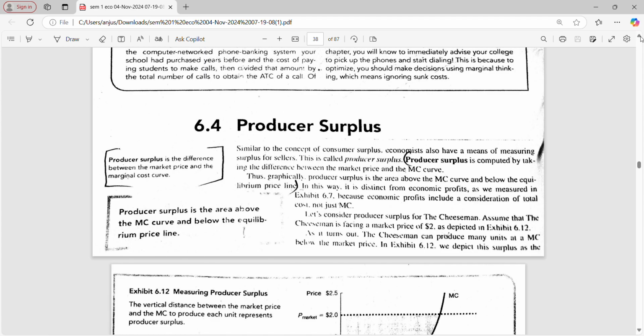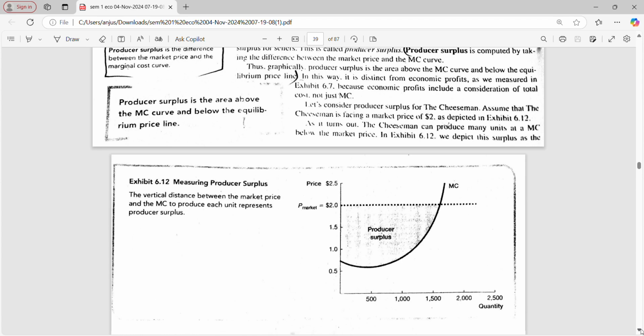In the last chapter we studied consumer surplus, which was the difference between the willingness to pay and the market price. But producer surplus is the difference between the market price and marginal cost. Okay, the difference between the market price and the marginal cost. Let me show you that.